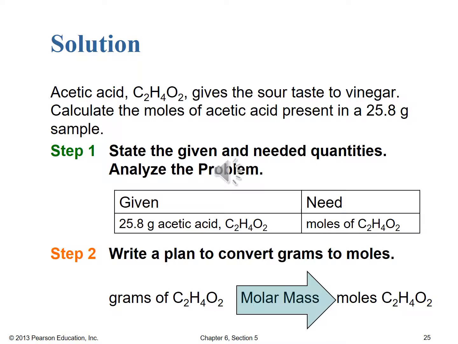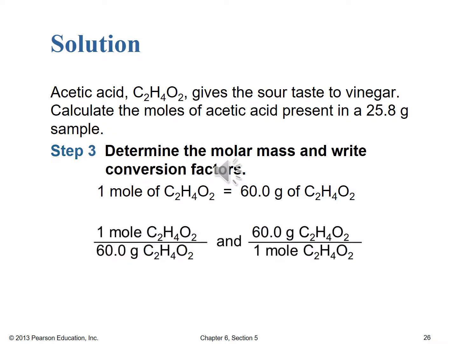All right, so in the first step, we'll state the given and needed quantities, and we'll analyze our problem here to find that we have been given 25.8 grams of acetic acid. We need the moles of acetic acid. Step 2, write our plan to convert grams to moles. Well, we're going to use that molar mass to convert grams of acetic acid into moles of acetic acid. Moving on to step 3, we'll determine the molar mass and write conversion factors.